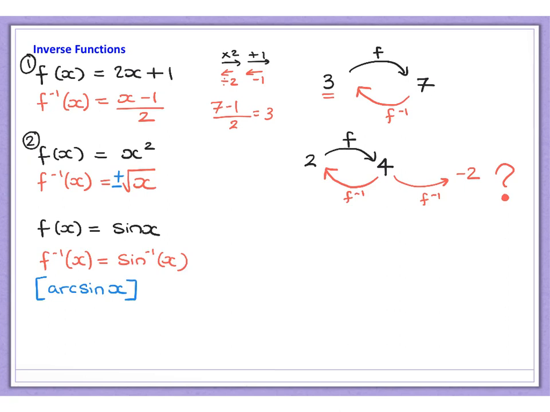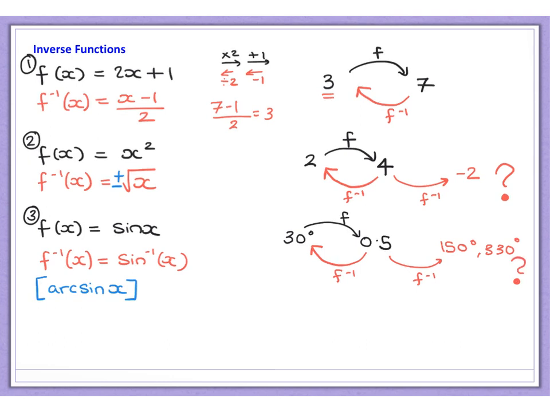What happens with f of x equals sine x, the third example? Let's imagine I start with an angle of 30 degrees. If I apply f to this, I reach a value of 0.5. But if I apply the inverse function sine minus 1 to 0.5, yes, I can get back to 30 degrees, but I can also hit 150 degrees, 330 degrees. So again, there's an issue here with ambiguity. Now, why does this happen?